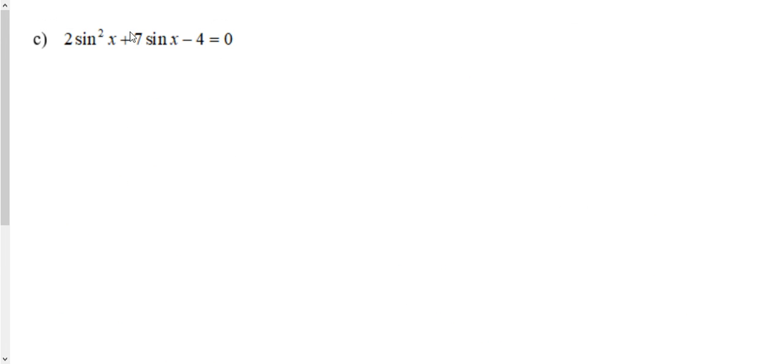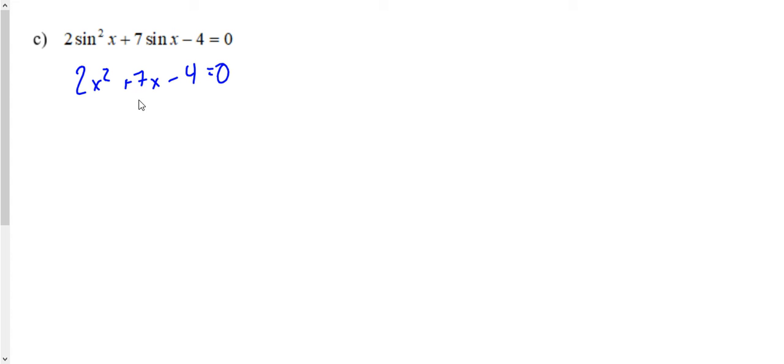We have one more here for question 2. So again, what am I doing here? I got 2 sine squared x plus 7 sine x minus 4 equals 0. So what do I want to do? I'm going to do a sub out. Rewrite that in terms of all x's. So I'm going to go 2x squared plus 7x minus 4 equals 0.